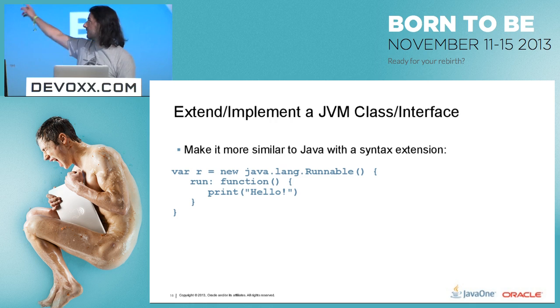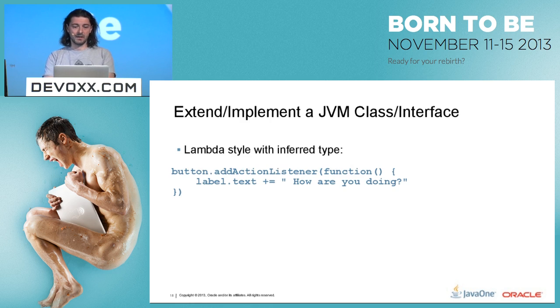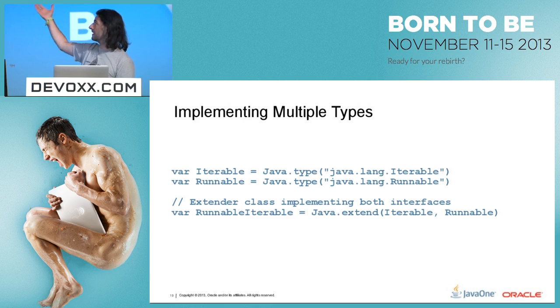So this kind of syntax is actually close to the Java anonymous, well, not just anonymous, like inline inner class subclassing syntax that we support because Rhino supported it as well, so we don't want people to feel too unfamiliar with it. Even simpler Nashorn code, lambda style, is if you have an interface that only has a single method, then, as I said, you can just pass a function to the constructor. Similar to this one, right?